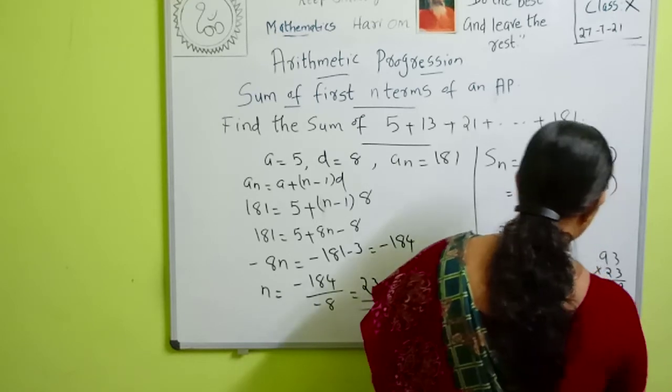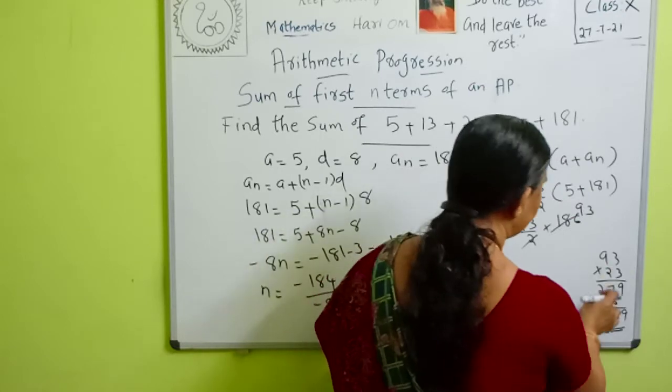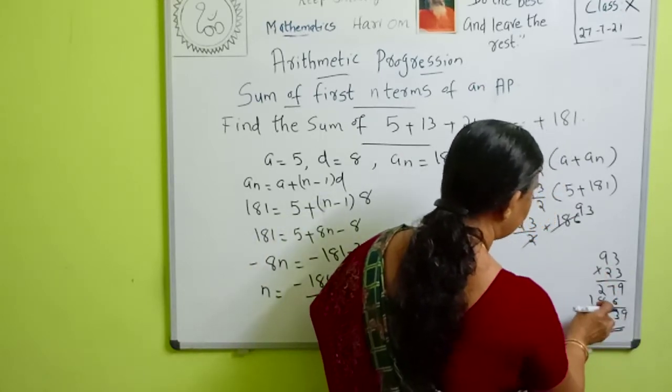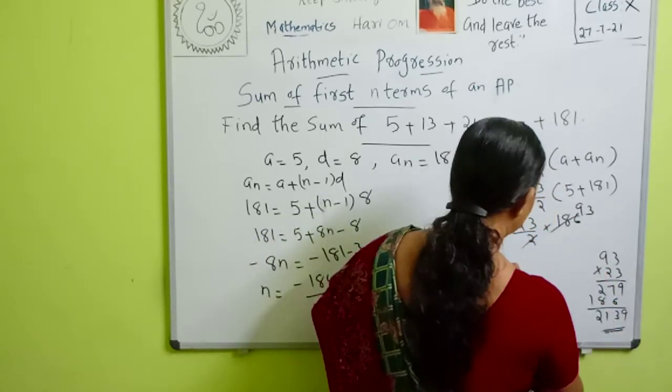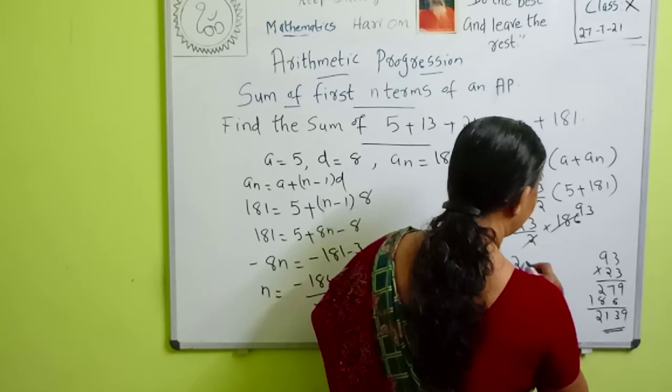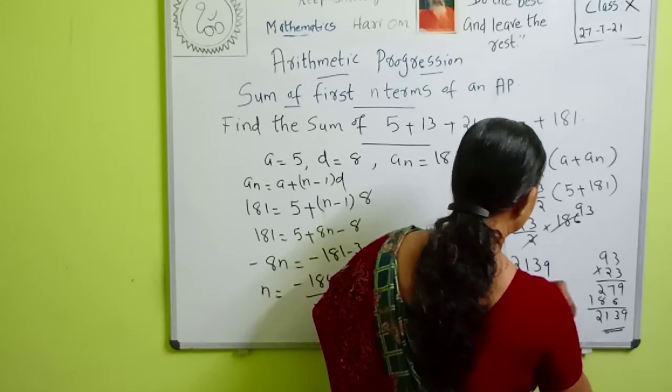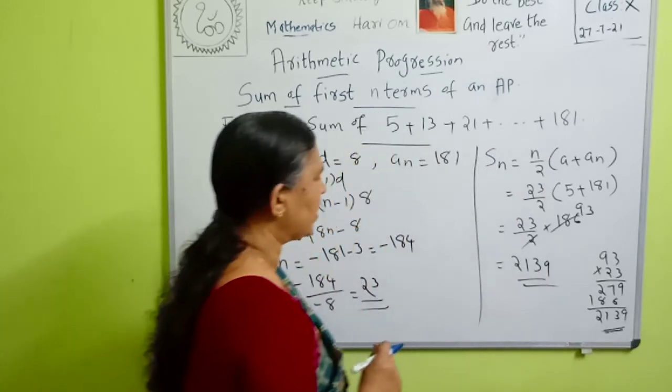That is equal to 2000. That is equal to 2139. So the Sn is equal to 2139.